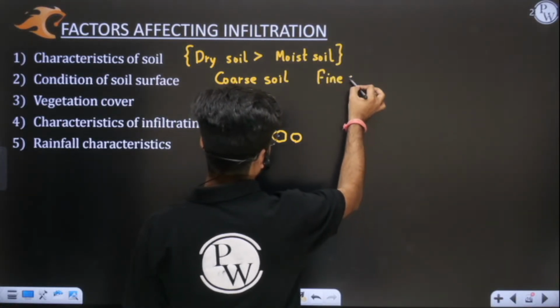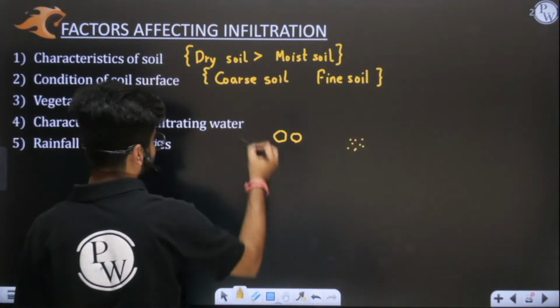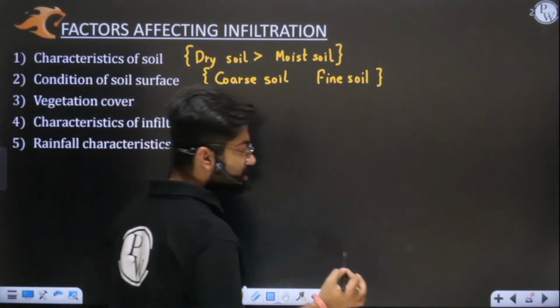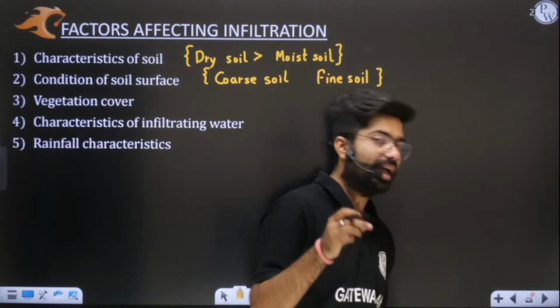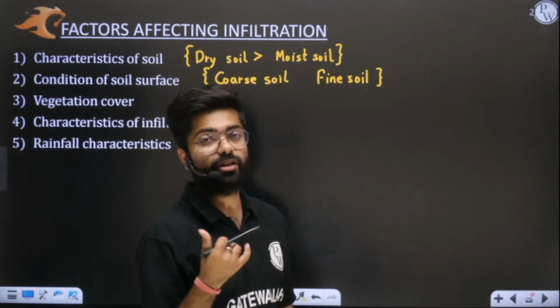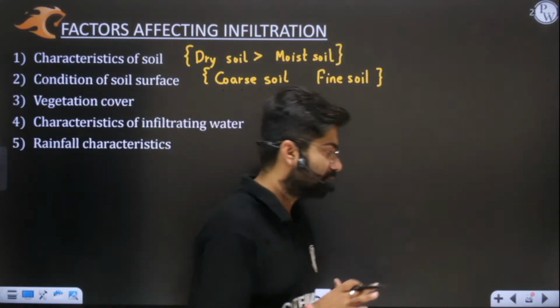Tell me everyone. See, these are very simple factors. So obviously you can say coarse soil, yes, because coarse soil has bigger voids, so obviously water will infiltrate quickly. It is more permeable. The ability to permit water is more in that coarse soil.